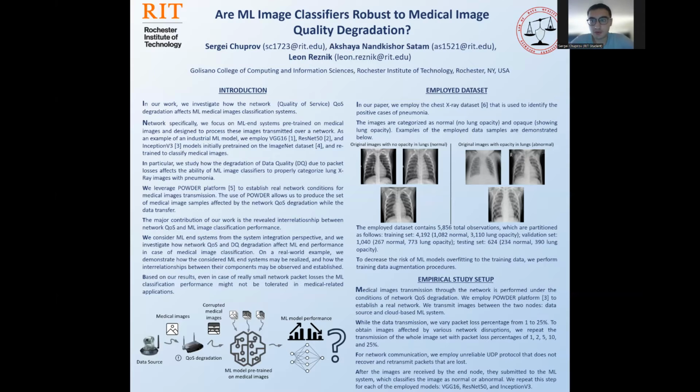So, as I said, we took three machine learning models which are very popular in the community, and to establish a real network, we employed the POWDER Platform. POWDER Platform is a real-terrain network facility located and maintained by the University of Utah in Salt Lake City. If you want to use it, you can just type POWDER Platform in Google, go on their website, and read information on how to use their platform for wireless network research.